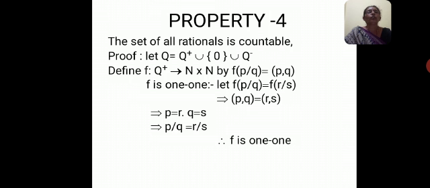Let f of p by q equal to f of r by s. That implies (p, q) is equal to (r, s). That implies p equal to r, q equal to s. That implies p by q equal to r by s. Therefore, f is one-one.